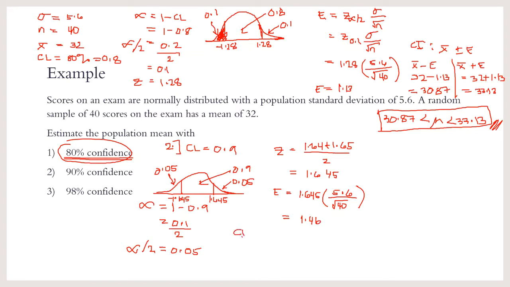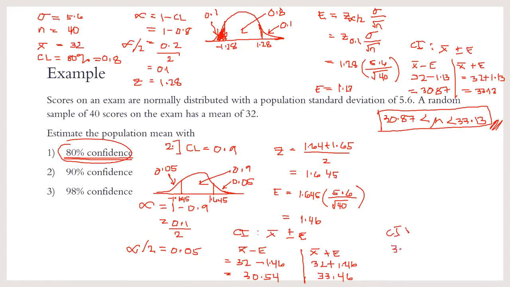We can now solve for our confidence interval, which is plus or minus the marginal error. So x bar minus the marginal error gives us 32 minus 1.46, which is 30.54. The other one is 32 plus 1.46, which is 33.46. So our confidence interval now is 30.54 to 33.46. We are 90% confident that our interval is 30.54 to 33.46.